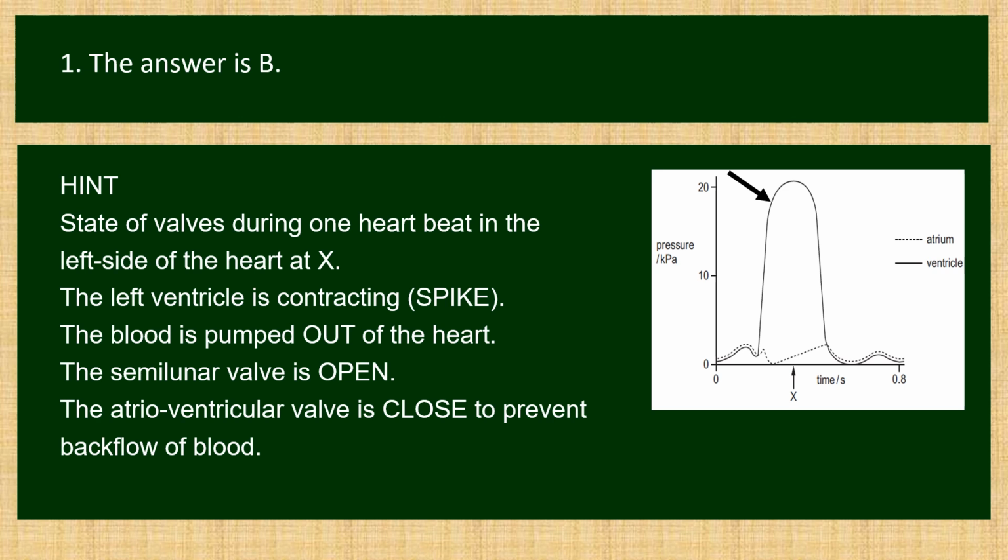The hint in this question is the state of the valves in the left side of the heart at X. On X, the left ventricle shows a spike. It means the left ventricle is contracting. The semilunar valve is open to allow blood to flow to all parts of the body. The atrioventricular valve, on the other hand, is closed, thus preventing backflow of blood. So the best answer for this question is B.